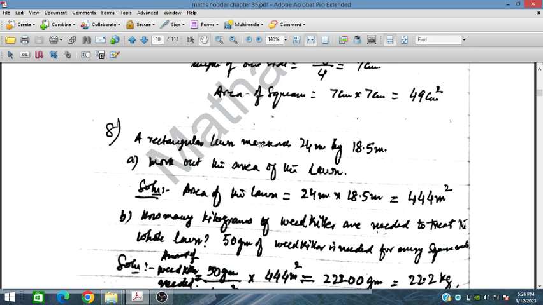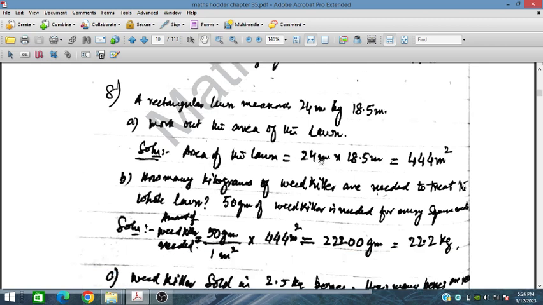A rectangular lawn measures 24 meters by 18.5 meters. Work out the area of the lawn. So we have to find the area of the lawn. The area of the lawn is 24 by 18.5 meters. So this is meter, so meter square. We'll multiply this 24 with 18.5, and we'll get 444 meters square.